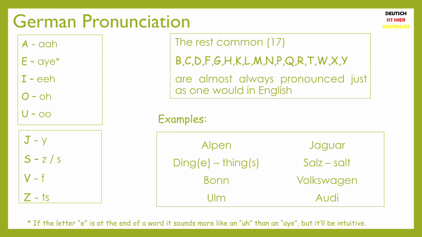Alpen, or the Alps, the mountain range. Ding is thing. Dinge is the plural of ding, or things. Bonn is a city in Germany. Ulm is also a city in Germany. Jaguar is a car company. Salz is salt. Next is a commonly mispronounced German car company, Volkswagen. Since it is German, it is not pronounced the English way, but the German way. And finally, Audi, another German car company.